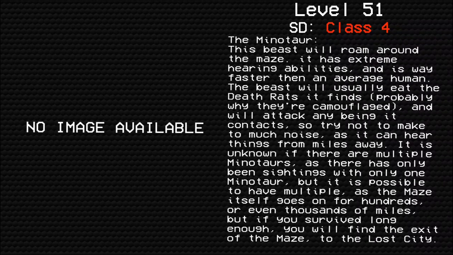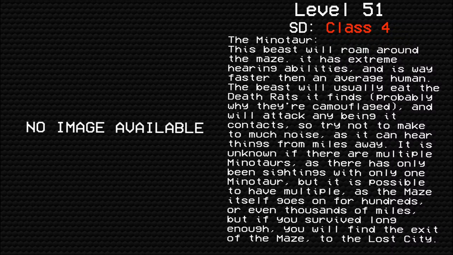The Minotaur. This beast will roam around the maze. It has extreme hearing abilities and is way faster than an average human. The beast will usually eat the death rats it finds, probably because of their camouflage, and will attack any being it contacts. So try not to make too much noise, as it can hear things from miles away. It is unknown if there are multiple Minotaurs, as there have only been sightings of one, but it is possible to have multiple, as the maze itself goes on for hundreds or even thousands of miles.